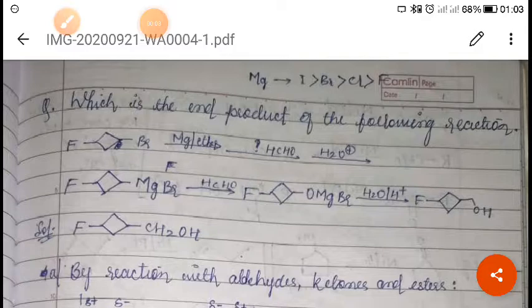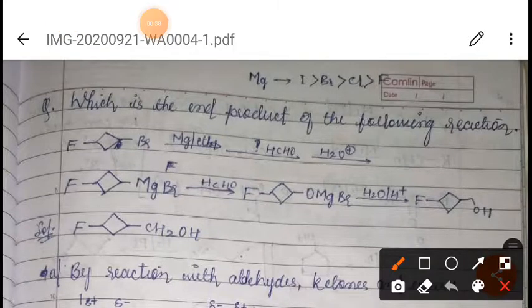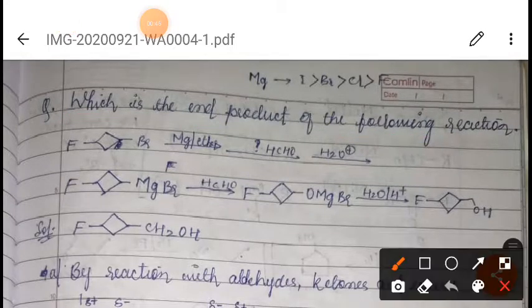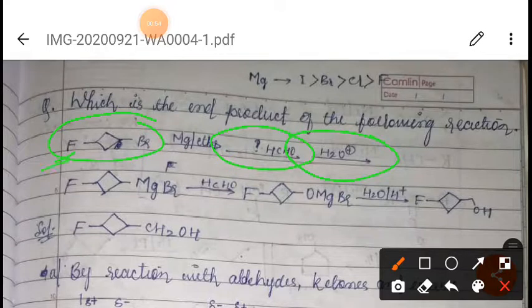Before that, let me tell you, we will do one question. In this question it is written: which is the end product of the following reaction? We have to find out the end product. Here fluorine is there, here bromine is there, and here we are using Mg and ether.